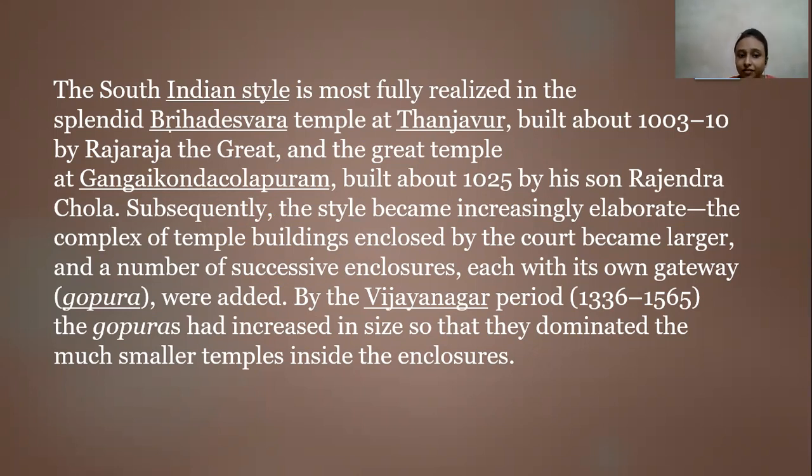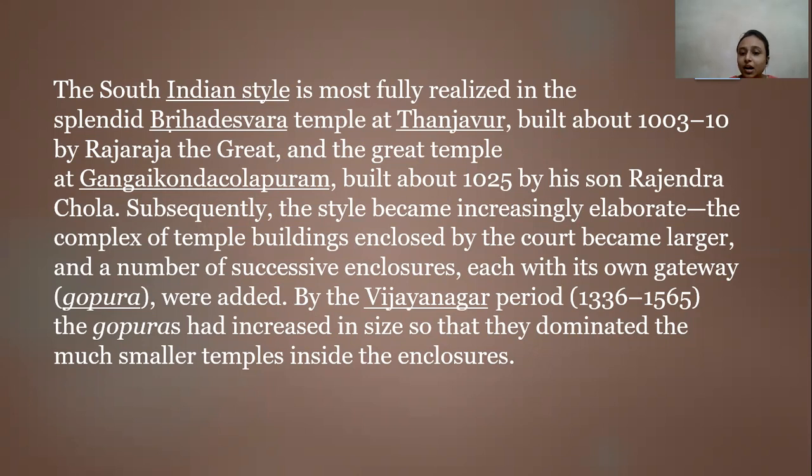Next, we come after that. Subsequently, the style became so elaborate, so popular, and so famous among all the people there that the complex of temple building became a very common feature. The court became larger, with a number of successive enclosures, each with its own gateway, that is, huge gates called the gopura, lofty gates actually. So before the temple, they had lofty gates called Gopura.